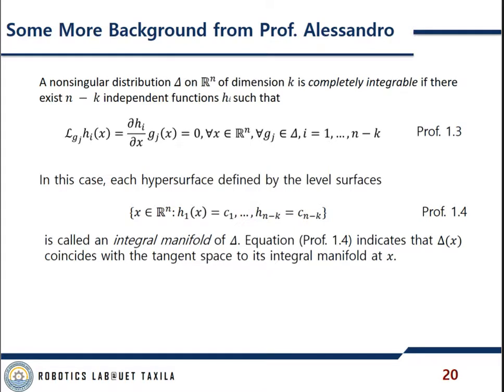So, more background from the lectures of Professor Alessandro. A non-singular distribution delta of dimension k on an n-dimensional space is completely integrable if there exist n minus k independent functions hi such that the Lie bracket of those functions with the vector fields is equal to 0. That is, for all x that belongs to the n-dimensional space, for all g that belongs to the accessibility distribution, and i from 1 to n minus k.